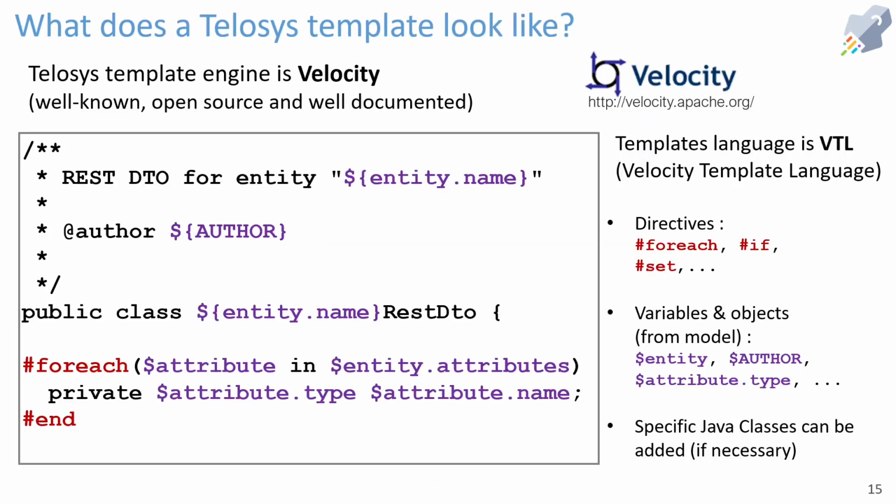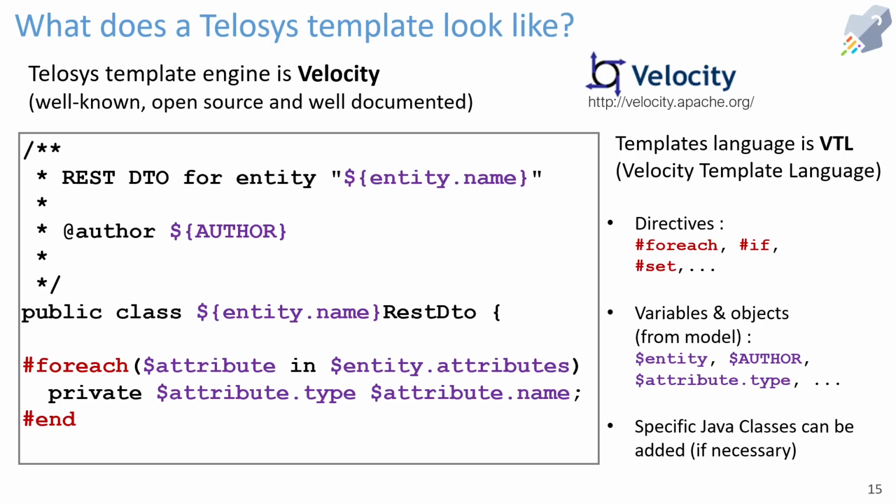Here is a piece of code extracted from a template file. And as mentioned previously, Telosys uses Velocity as a template engine. So the language used in the template file is VTL. And VTL is the Velocity Template Language. In this example, the words in red are Velocity keywords. For example, for each and end to iterate on all attributes. And the words in blue are Telosys objects coming from the model or from the project configuration.